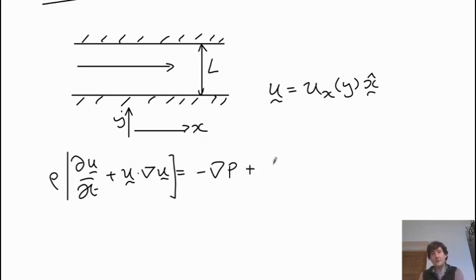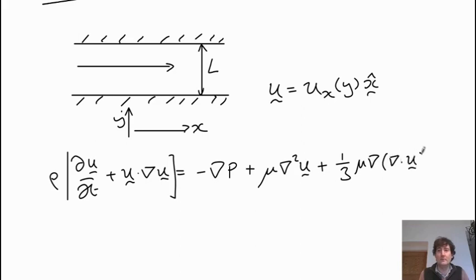And now instead of the gravity, we're going to look at viscous forces. So we add the viscosity term to the momentum equation. So we have a mu del squared u. Then we have this second term here, which is actually going to be 0 in this case, but we'll put it right in for completeness.